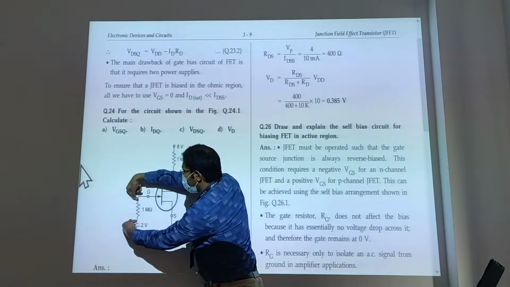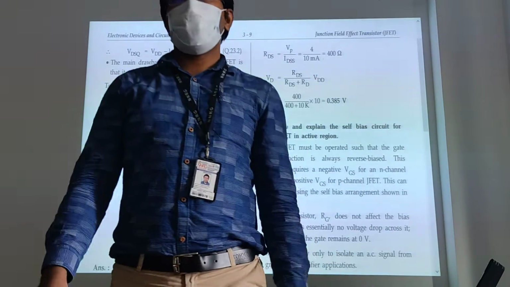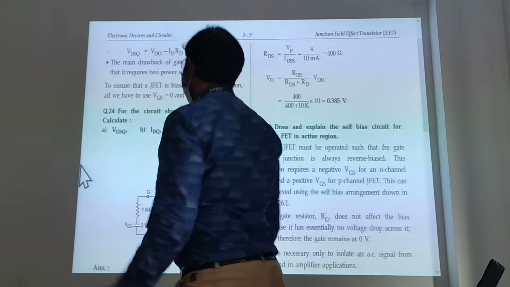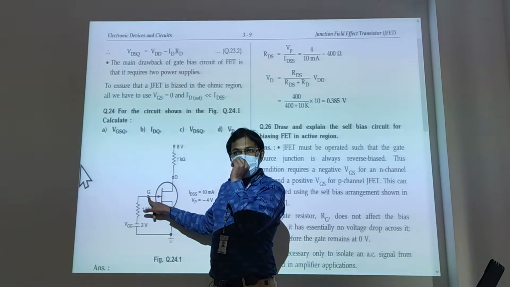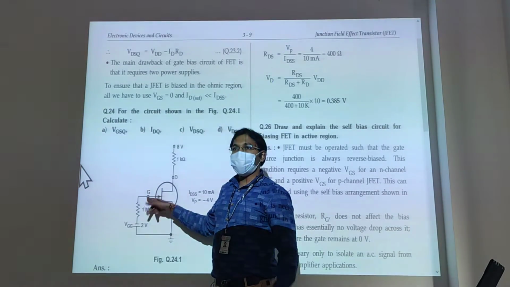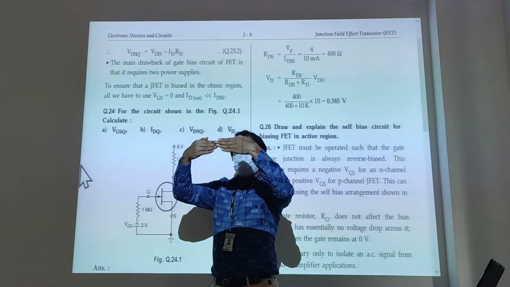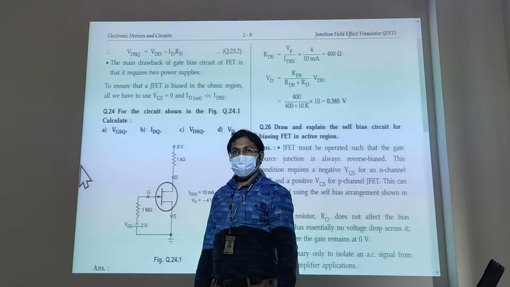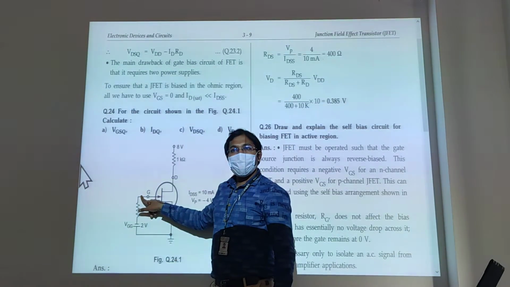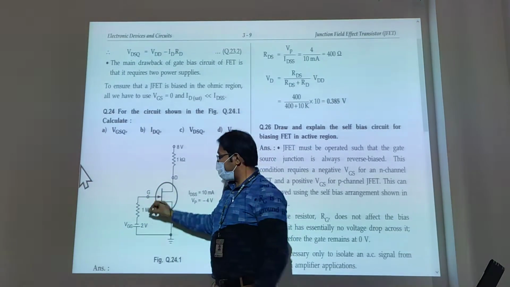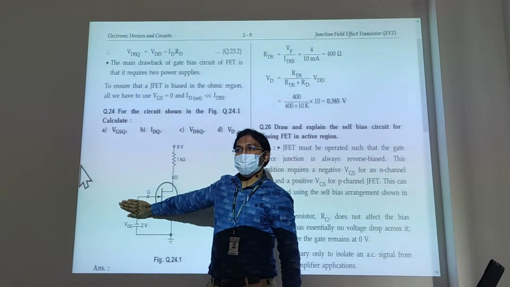Across this resistor, 0. Why 0? Very good. IG is 0. Reverse bias, negligible current. How are you closing the gate? By giving reverse bias. Reverse bias, negligible current, so we take IG as nearly 0. So IG 0 means IG into 1 mega ohm is also 0. So this voltage is 0.